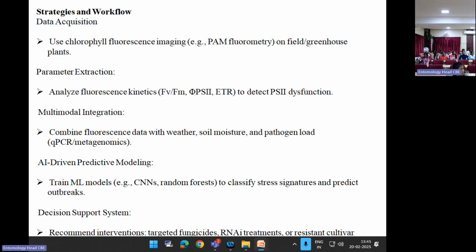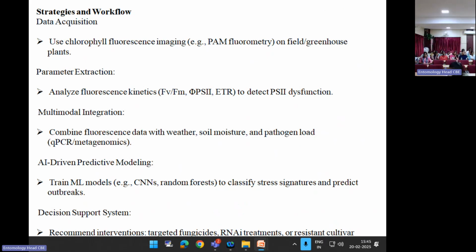I'll show you the instrument and how to measure it also. And we detect dysfunction in the photosystem too. Then we do multi-model integration. This is actually the workflow. So we combine this data with the rest of the other data like soil, weather, soil moisture, pathogen load with biochemical work. Then finally we do AI predictive modeling.